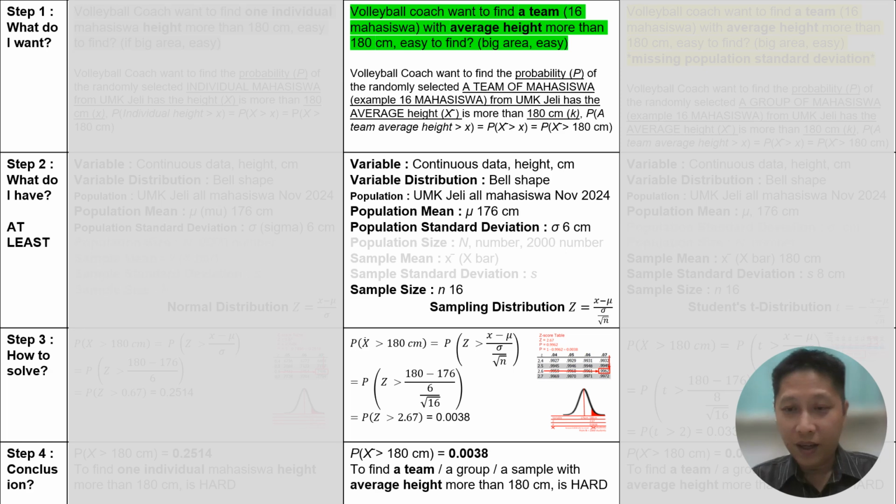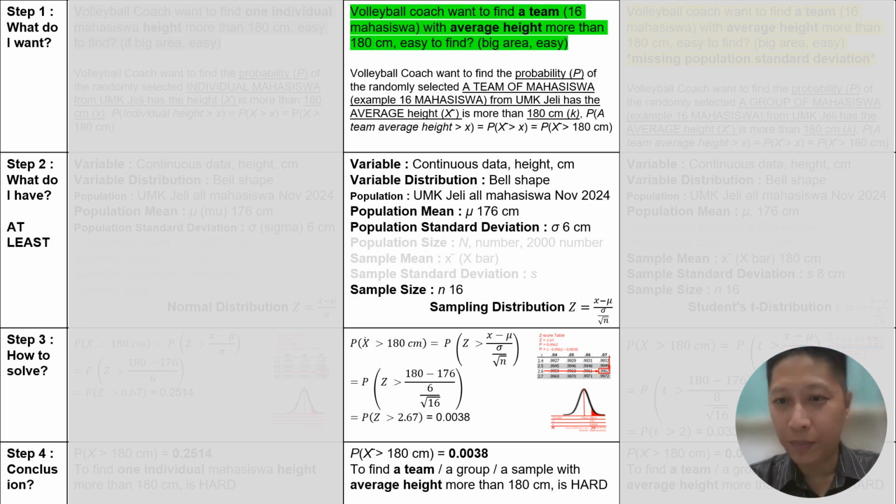The volleyball coach abandoned the idea of looking for one individual. Now he said that he doesn't want to look for that one individual. He wants to form a team. Now I just close my eyes and randomly select 16 students to form that team. What will be the probability that this team's average is more than 180 cm? Is it too easy to find this team from these 16 mahasiswa?